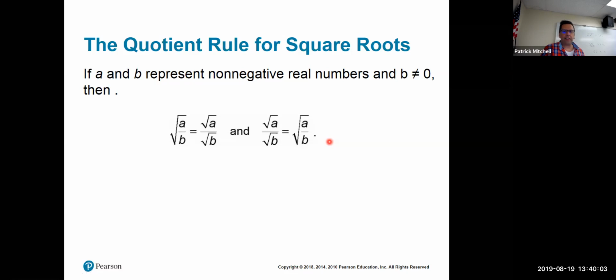If you think back to the earlier example with the square root of 36 plus the square root of 64, and then we did the square root of 36 plus 64. Those did not come out to be the same thing. And what that was showing you is that there's no such thing as a sum rule for square roots, but there is a product rule and there is a quotient rule. It does work with product and quotient.